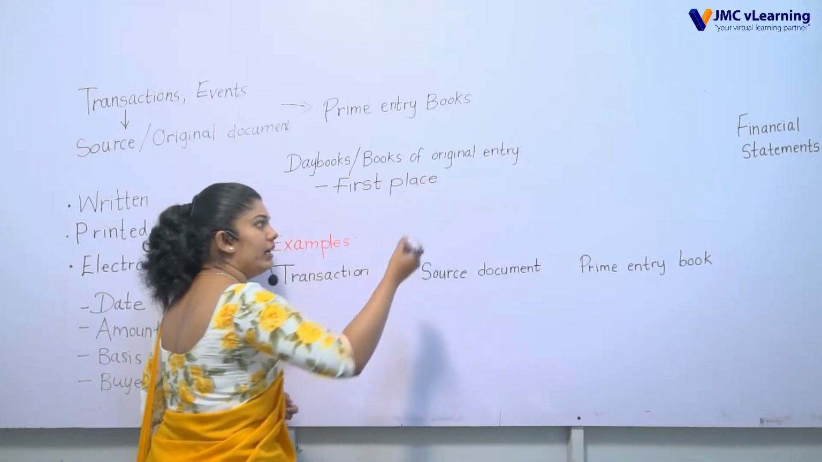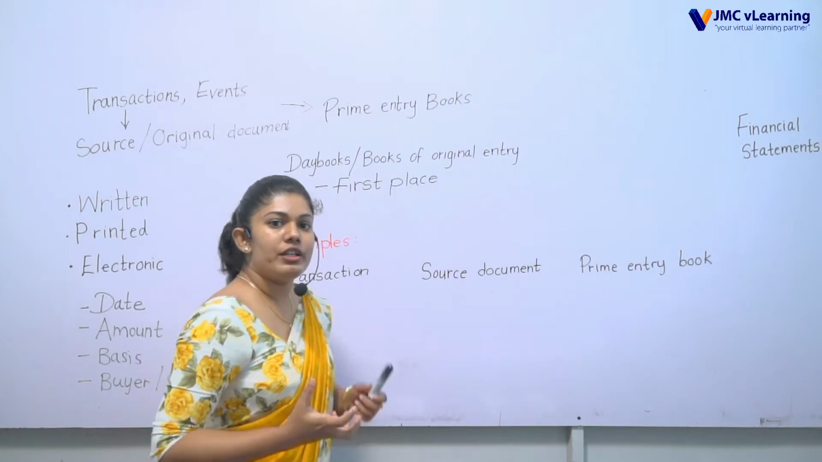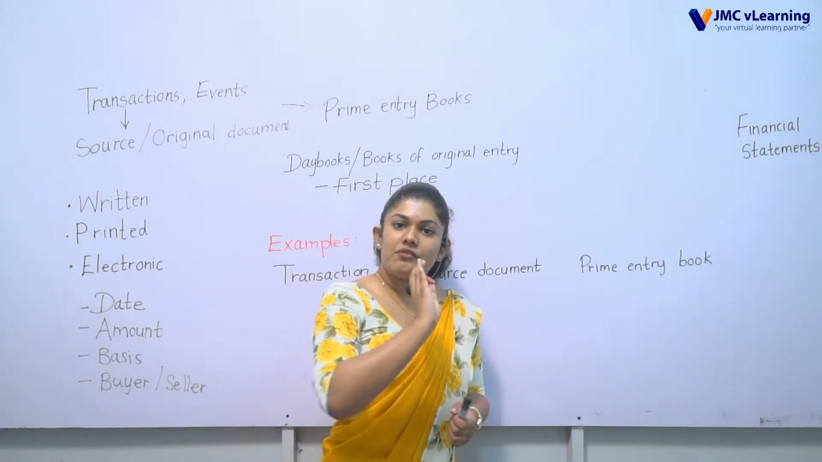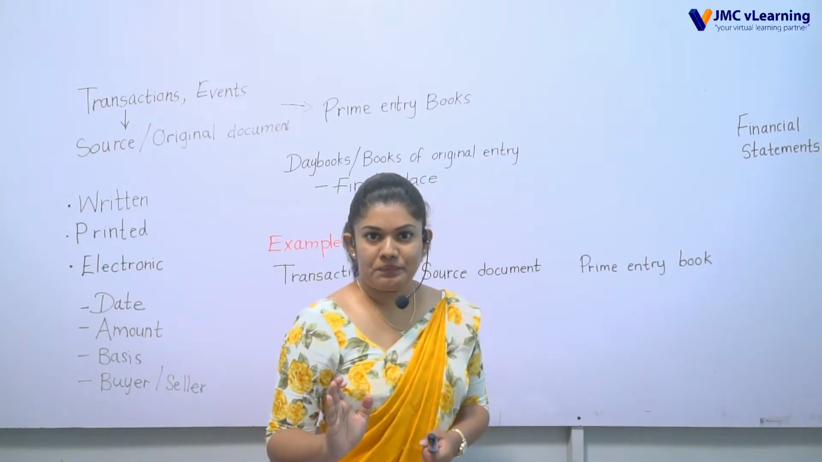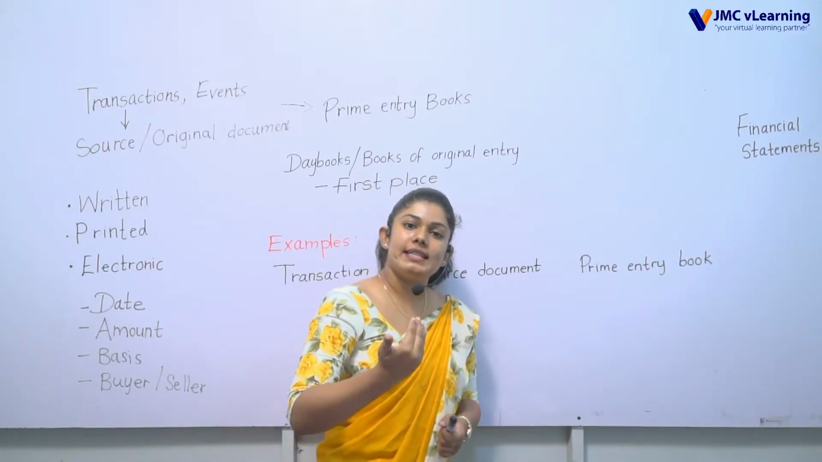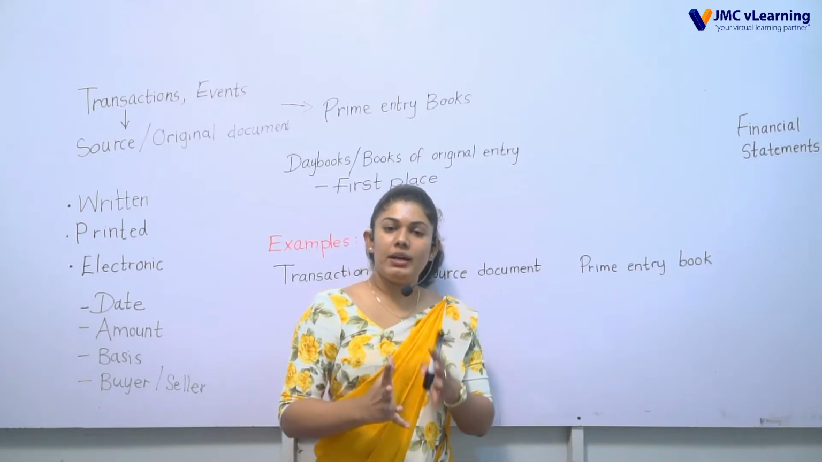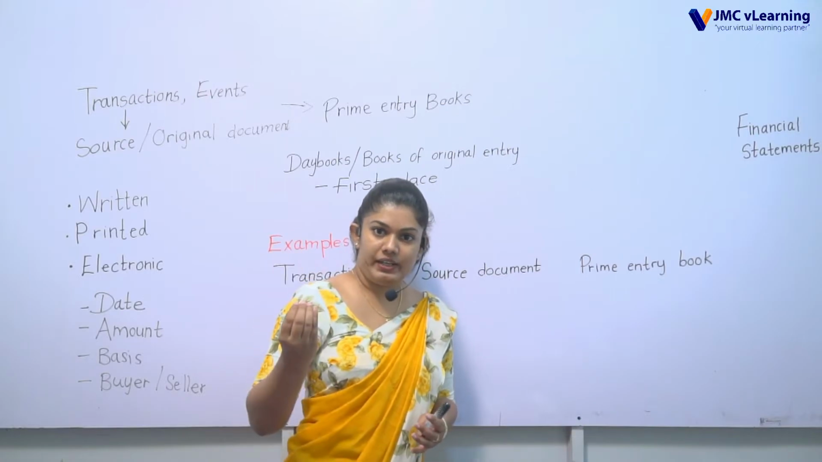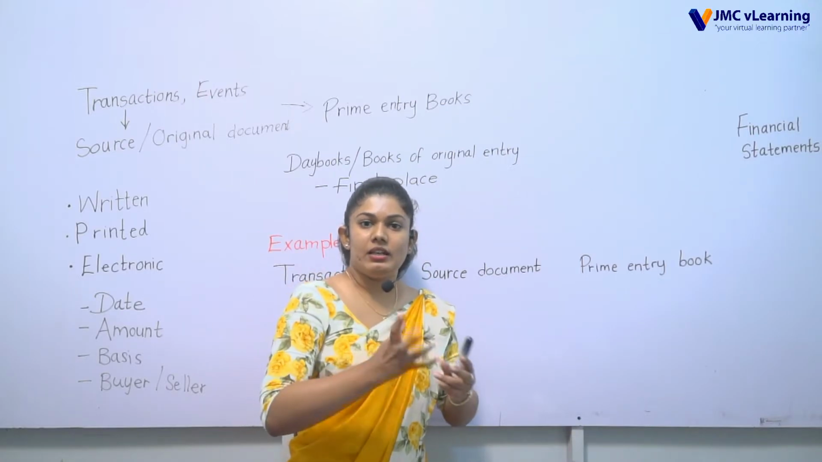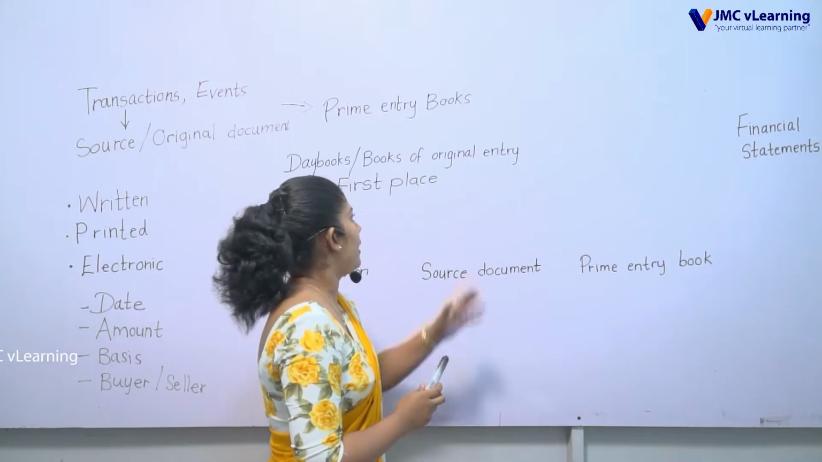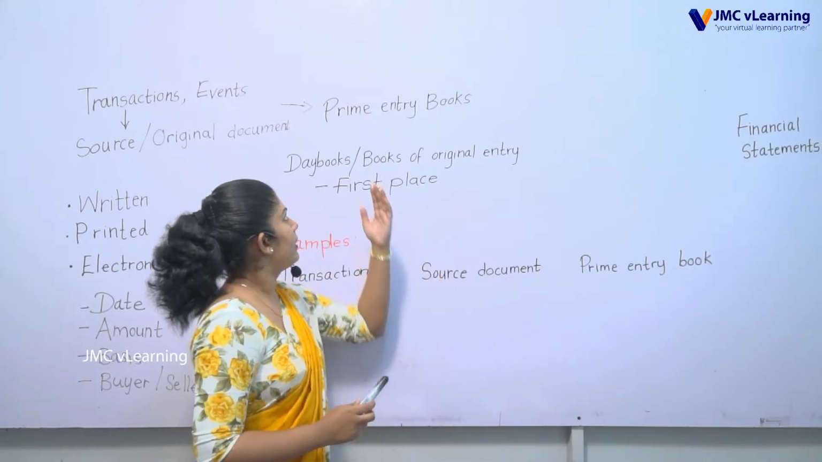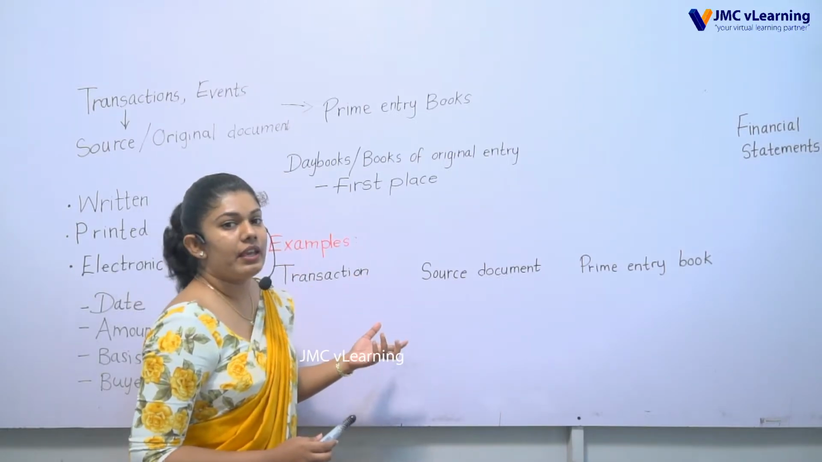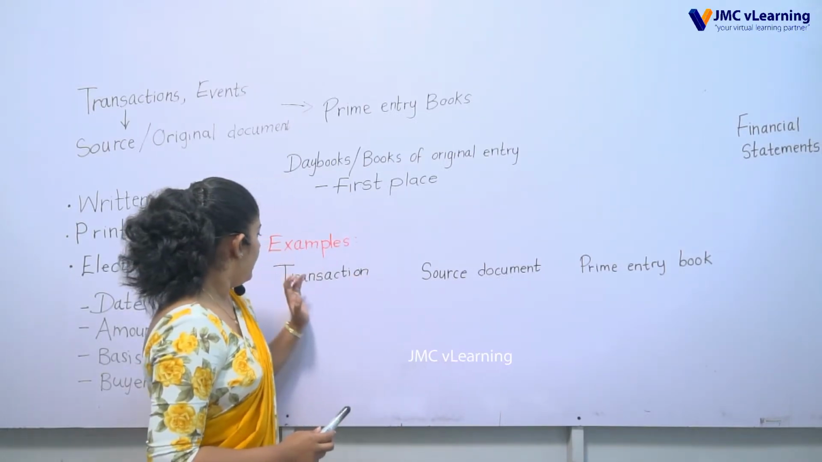And here, we are not recording it according to the double entry system. There is just a record of this transaction. So, before we enter this transaction detail into the double entry system, we record it and sort it out. We classify it according to our basic accounts in this particular place. Where is it? The prime entry books. Some examples are there. I'll show you.